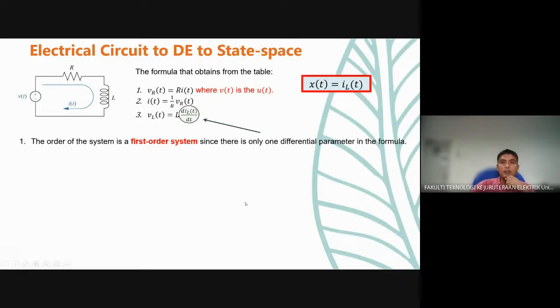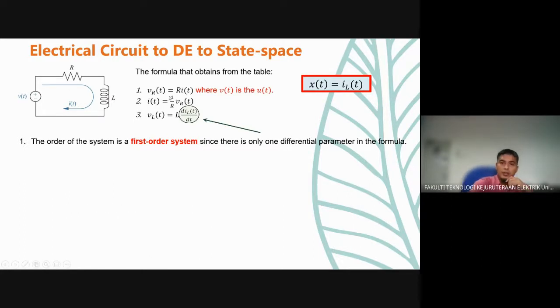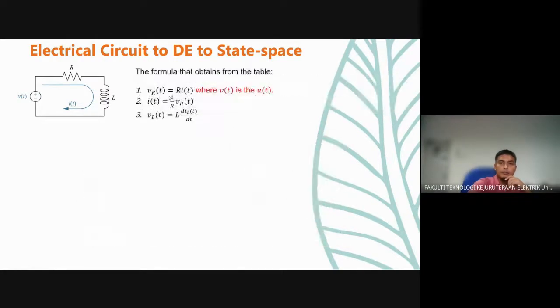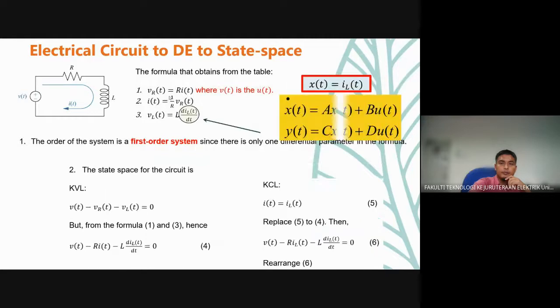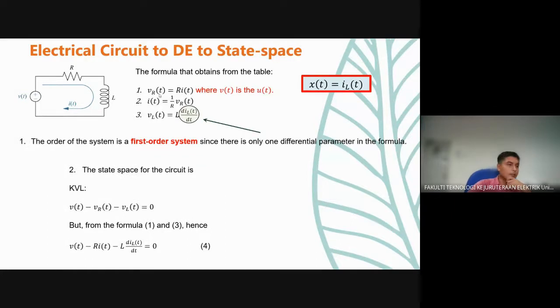So the answer is the first order system, since there is only one differential parameter in the formula. And then the state space for this circuit. Now we go to the second question: obtain the state space for the circuit. Firstly, you must understand the steps, how to solve it. So firstly, you need to obtain the KVL equation, the Kirchhoff voltage law equation for this circuit.